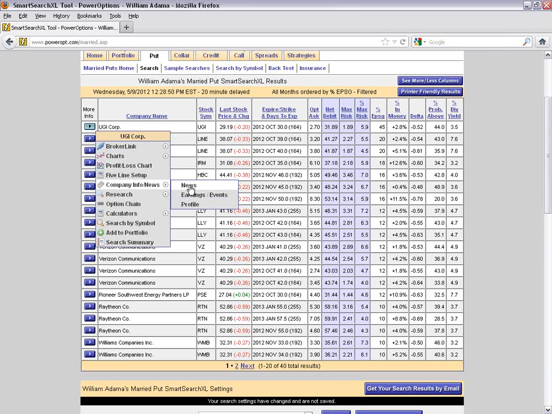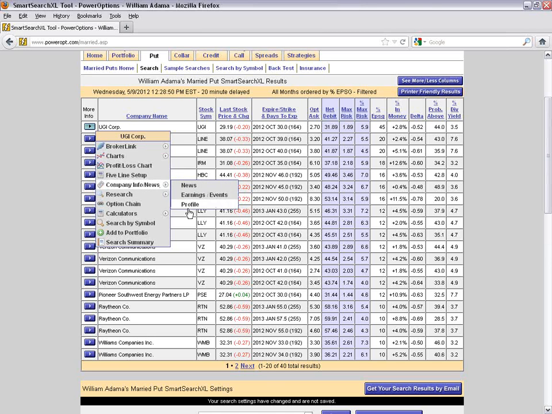What I'm looking for is anything that might cause me hesitation for entering this position. Any rumors of perhaps a buyout? Well, that might actually work in my favor, but I want to be aware of that. Anything about a boardroom scandal? Anything about an earnings surprise? Anything about a patent lawsuit? These are things that might cause me hesitation for entering into the position. So that's what I want to do as well.